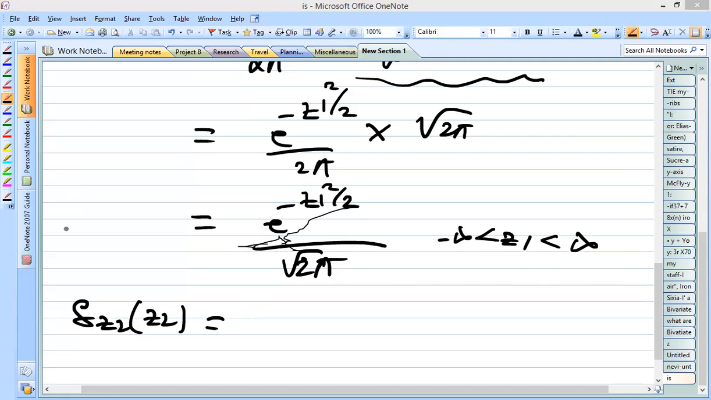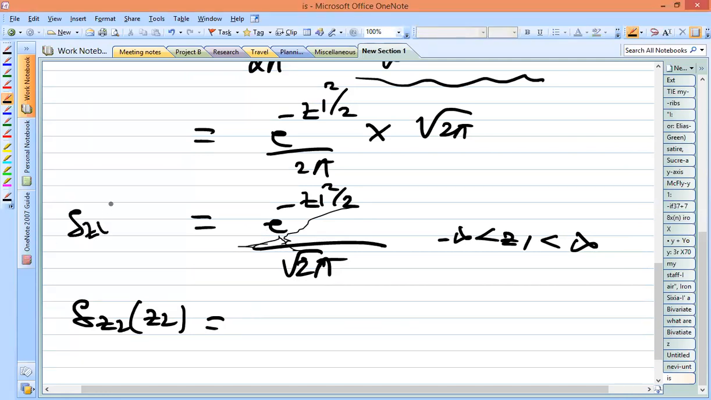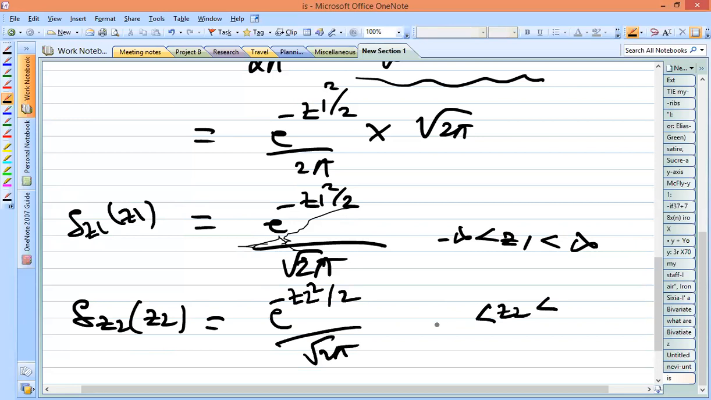So this is for fZ1 of z1, which is equal to e to the power minus z1 square by 2, divided by root 2 pi. So fZ2 of z2 is equal to what? Anybody else? It is e to the power minus z2 square by 2, divided by root 2 pi, where z2 takes values from minus infinity to plus infinity.